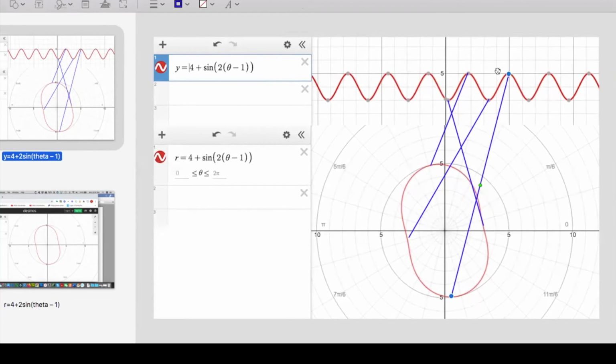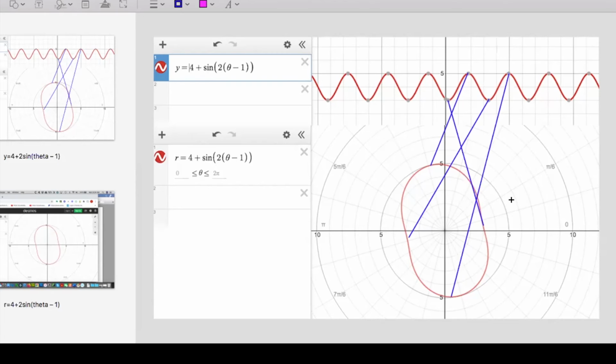Now, how do I know that's what these are? I know because the period of this is 180. So this would be 180 degrees. This would be 360 degrees. In between would be 90 and 270. Okay. So that's sort of how they match up.